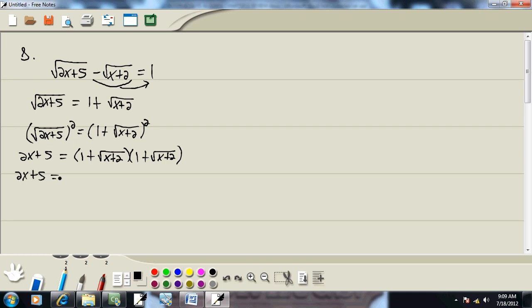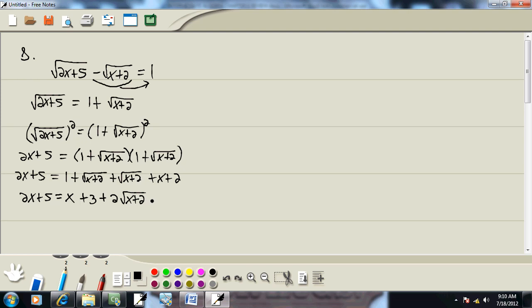So we got 2x plus 5. 1 times 1 is 1. 1 times square root of x plus 2 is square root of x plus 2. Square root of x plus 2 times 1 is square root of x plus 2. And square root of x plus 2 times square root of x plus 2 is x plus 2. Combine together like terms. We got an x. We got 1 plus 2, which is 3. And square root of x plus 2 plus square root of x plus 2. There's invisible 1's in front of them, so you add the numbers. 1 plus 1 gives us 2 square root of x plus 2.